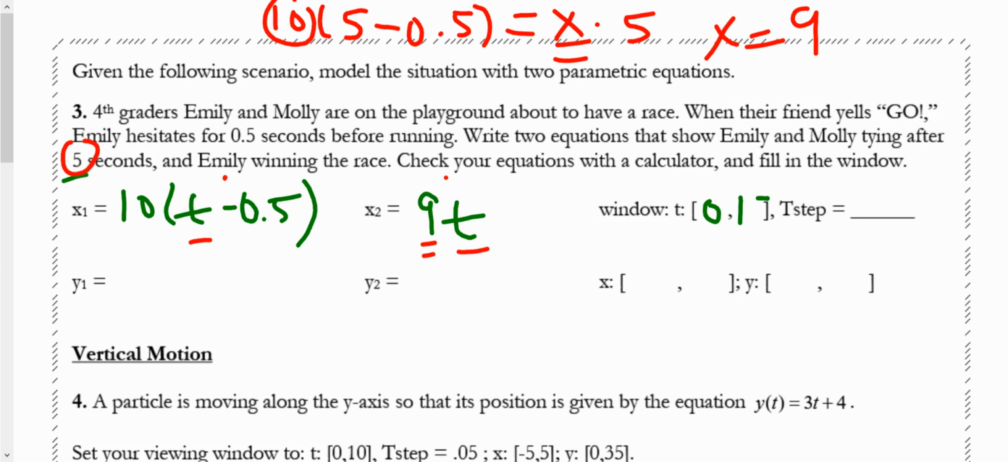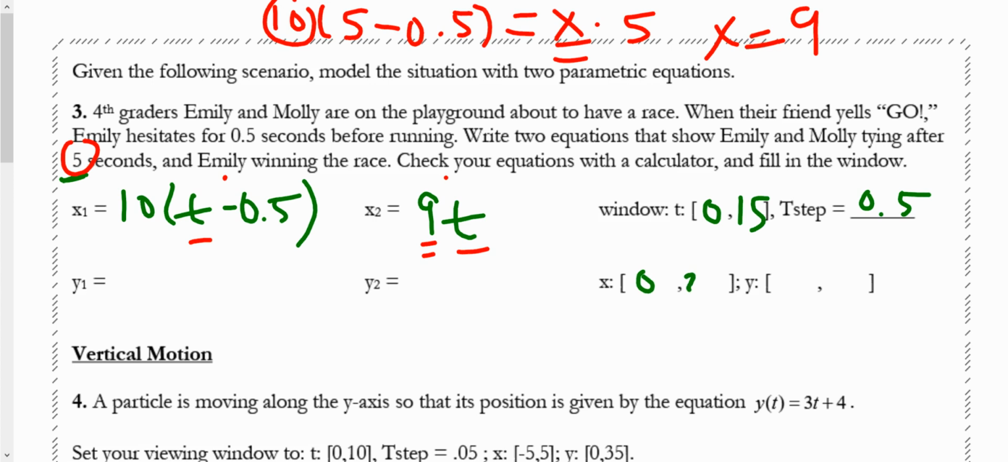We'll go 0, let's say, to 15. So 0 seconds to 15 seconds seems reasonable. If we had a longer race, obviously we could do that, but we're talking about being at the same spot in 5 seconds. I doubt this is going to go much longer than that because Emily's caught up to Molly. And then we could just do a t-step of every half a second, 0.5, and you can make it smaller if you want. It's up to you. Don't make it too big though. We've talked about that before.